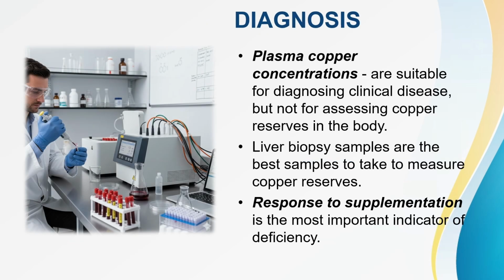Diagnosis of hypocuprosis includes determination of plasma copper concentrations, which are suitable for diagnosing clinical disease, but not for assessing copper reserves in the body. Liver biopsy samples are the best samples to take to measure copper reserves. Response to supplementation is the most important indicator of deficiency. Thus, we administer minimal copper supplements to the animal and monitor blood tests.